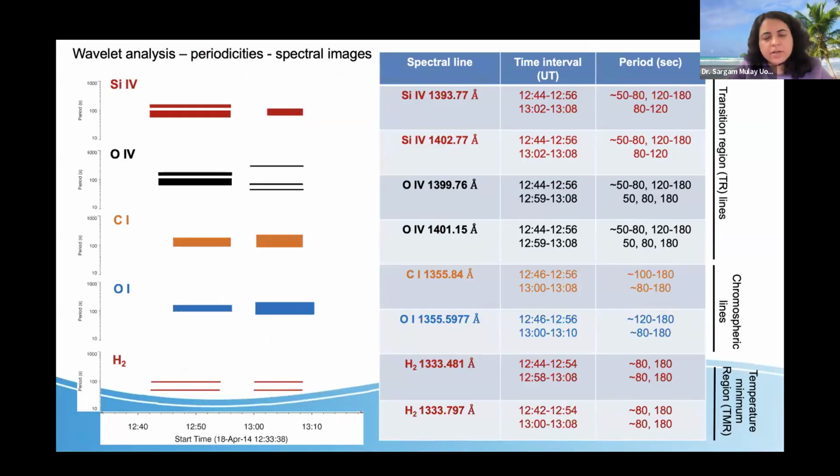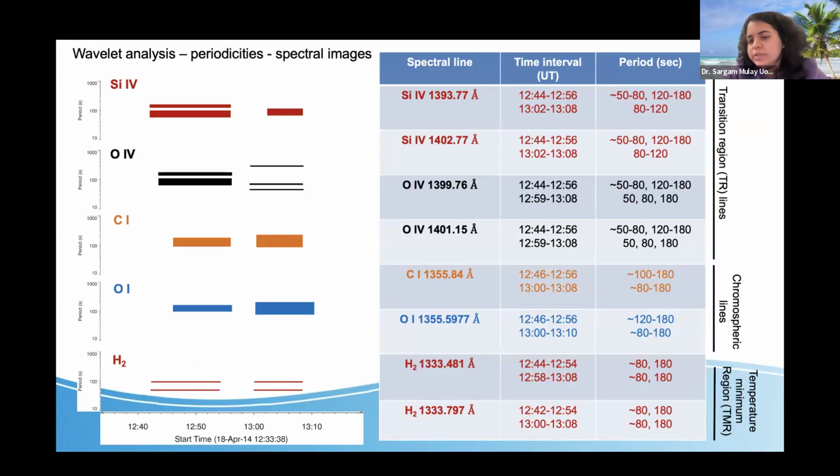So we have carried out a similar analysis for various different lines in different layers of the solar atmosphere, and these are the results. I'm showing you results from silicon 4, the lines from the transition region, and from the chromosphere, carbon 1 and oxygen 1, and from the temperature minimum region, from H2. This is the graphical representation of the periodicities and the times where the periodicities were appearing at different heights. So let's look at the molecular hydrogen.